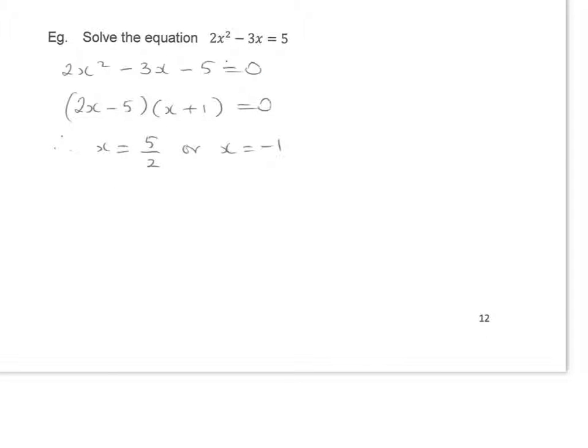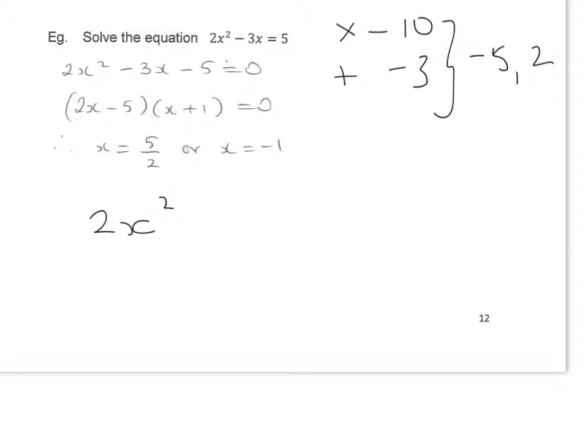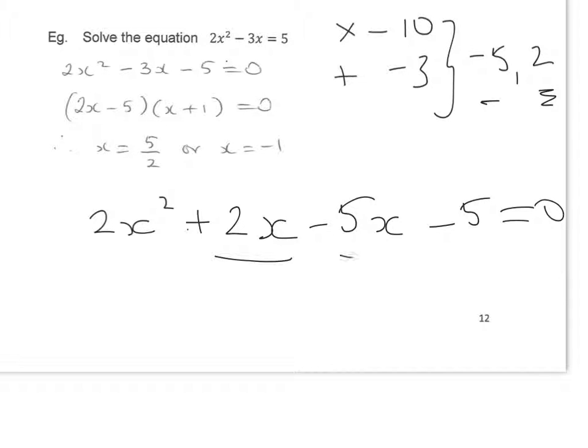Okay, now to factorise this, you may be able to do it by inspection, getting your 2 brackets like so. Some of you may prefer to split the middle term. So we're looking for 2 numbers to multiply to give minus 10 and add to give minus 3. Okay, so those 2 numbers there are going to be minus 5 and positive 2. So if we choose to split the middle term, we've got 2x squared plus 2x minus 5x minus 5 equals 0. So using these 2 numbers, I have written them like so.